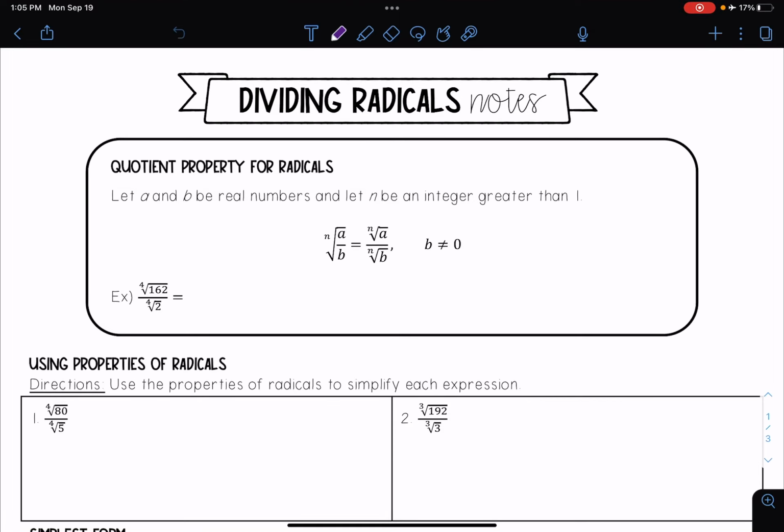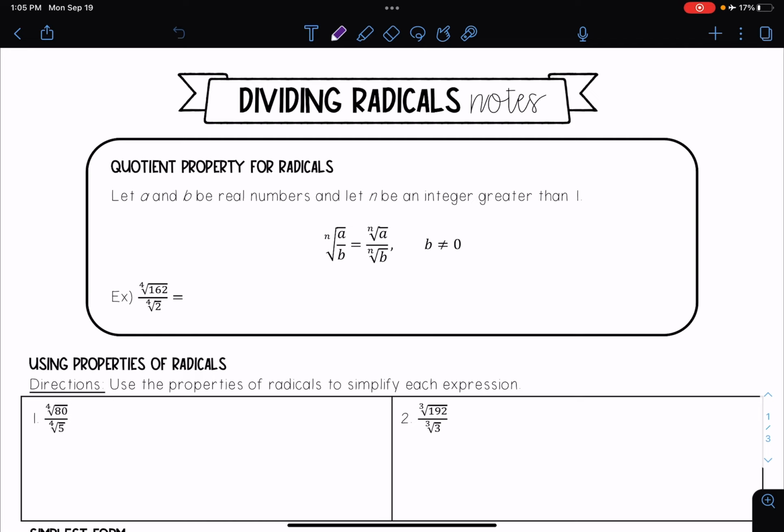Hello everyone, in this video we're going to be talking about dividing radicals. So when we're dividing radicals, we have something called the quotient property for radicals, and that says if a and b are real numbers and n is an integer greater than 1, then the nth root of the fraction a over b is equal to the nth root of a over the nth root of b, where b is not equal to 0.